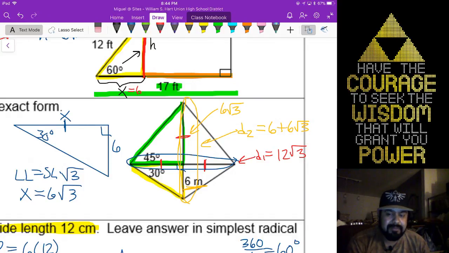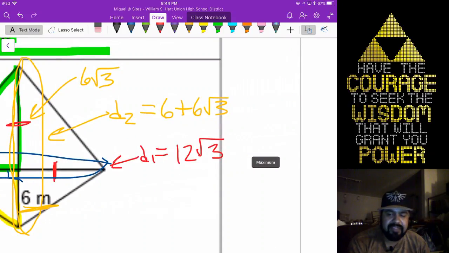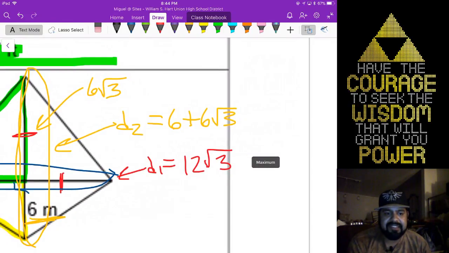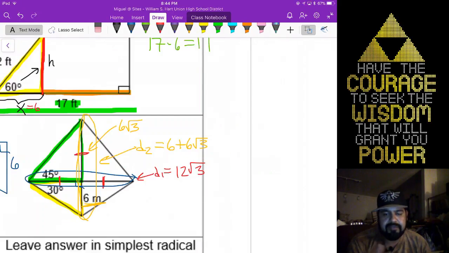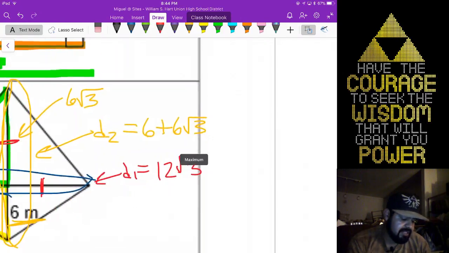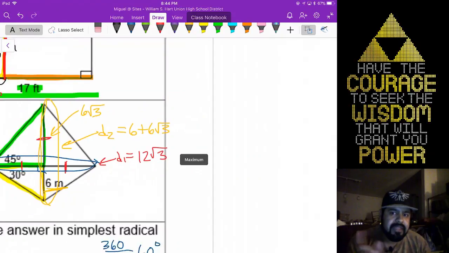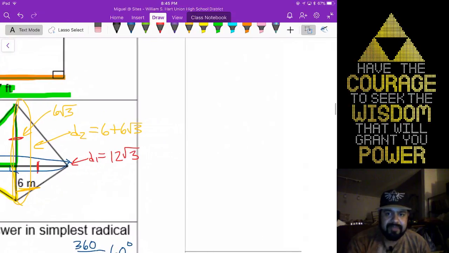Diagonal 2 is a little different because you have the 6 and the 6 rad 3. You technically cannot add them both together. It's like saying 5x plus 12. You literally can't do 5x plus the 12. You can't magically say, oh, that's going to be a 17. Right? You can't do that. So in the same regard, we treat the rad 3 as a variable. And so we have 6 plus 6 rad 3 as our diagonal 2.